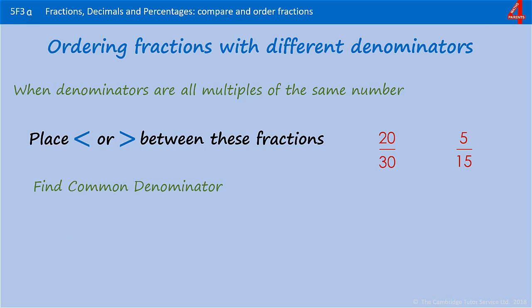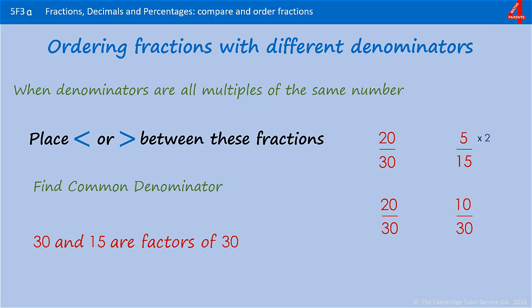As before, you could have used the other denominator as the common denominator. 30 and 15 are factors of 30. So if we make the denominator 30, this time 20 30ths stays the same. 5 15ths, what did we do to 15 to change it to 30? We multiplied it by 2, so we're going to do the same with the 5, and that becomes 10 30ths. And again, your answer will still be correct because you still have 20 30ths is bigger than 5 15ths.